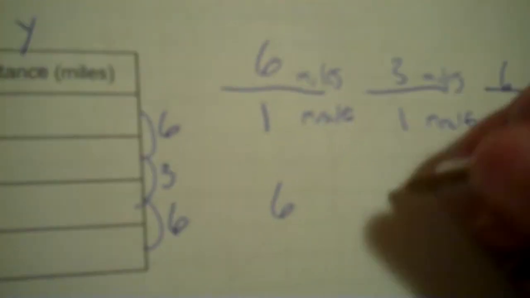Now you're going to divide those and see if they're all the same, okay? So 6 divided by 1 is 6. That's 3, that's 6. They were not all the same. So what you write next to your miles per minute is not constant. It's not a constant rate, okay? Now if they're all the same, let's say they were all 6, you put a 6 in front of that.